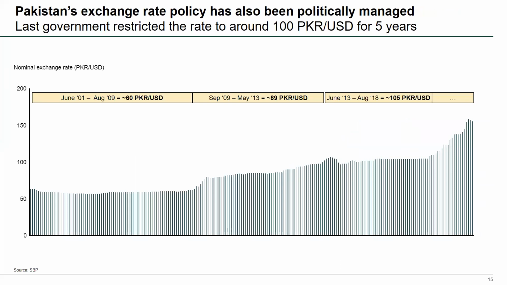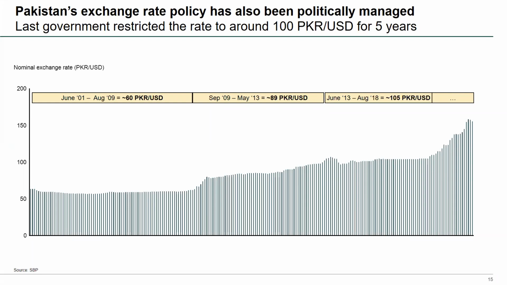At the same time, you have an exchange rate policy, which is also very politically managed, right? So what I took is from 2001 onwards, these are monthly exchange rates that you'll see, and I averaged them out. During the Musharraf era, we know it was 60 rupees to a dollar, this is when I was growing up. During the PPP, it actually moved a bit, but on average it was 89. But from June 2013 onwards, you see the straight line where it varied between 100 and 105. And during the PTI's time, we're seeing it grow all the way up to 160, right?